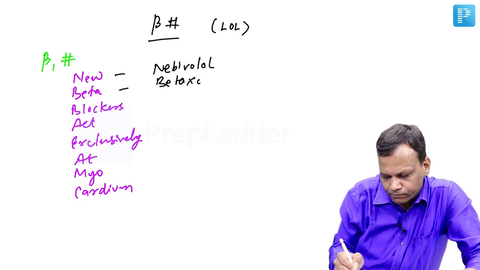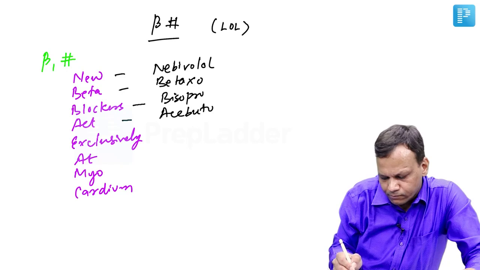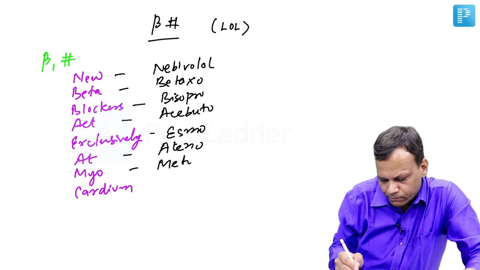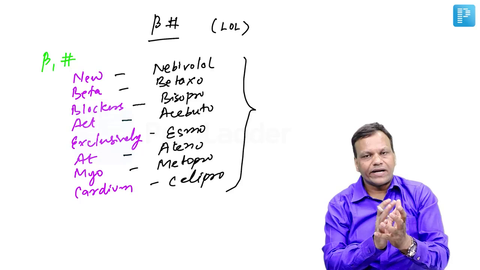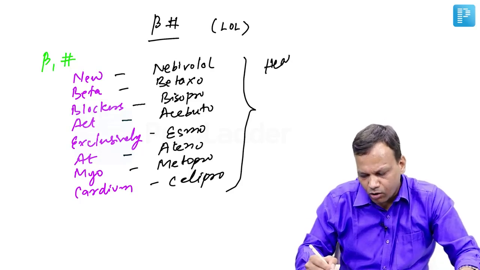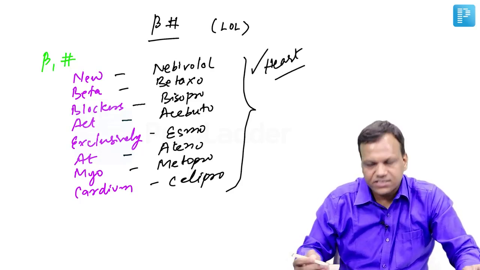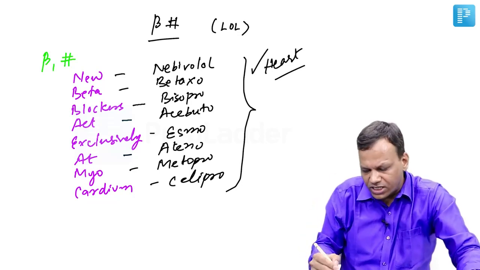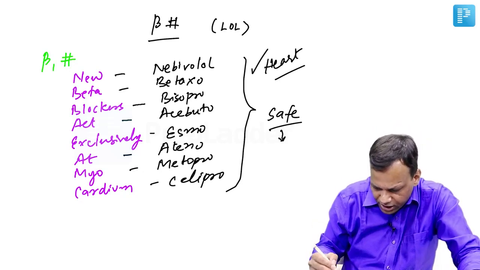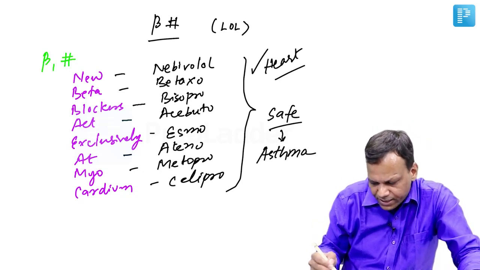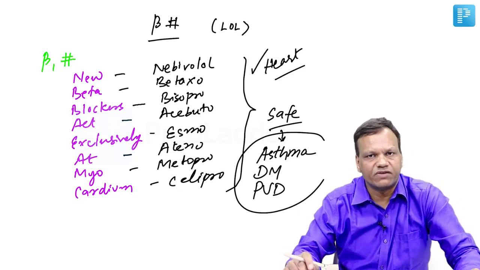Betaxolol, Bisoprolol, Acebutolol, Esmolol, Atenolol, Metoprolol, and Celiprolol. So these drugs are acting only at myocardium. That means they are working only on heart. They are not used for extracardiac conditions. But that is the advantage also. They are not acting outside the heart, so they do not worsen, or we can say they are relatively safe in conditions outside heart. What are the three main conditions? That is asthma, diabetes, and peripheral vascular disease. These are safe in these patients: asthma, diabetes, and peripheral vascular disease.